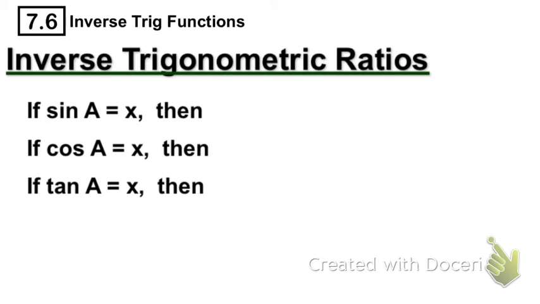If sine of angle A is x, then angle A, whatever that measure is, is equal to the inverse sine of x. We write it as sine to the power of -1. It is not read that way. It is not even an exponent actually. This is just the notation.